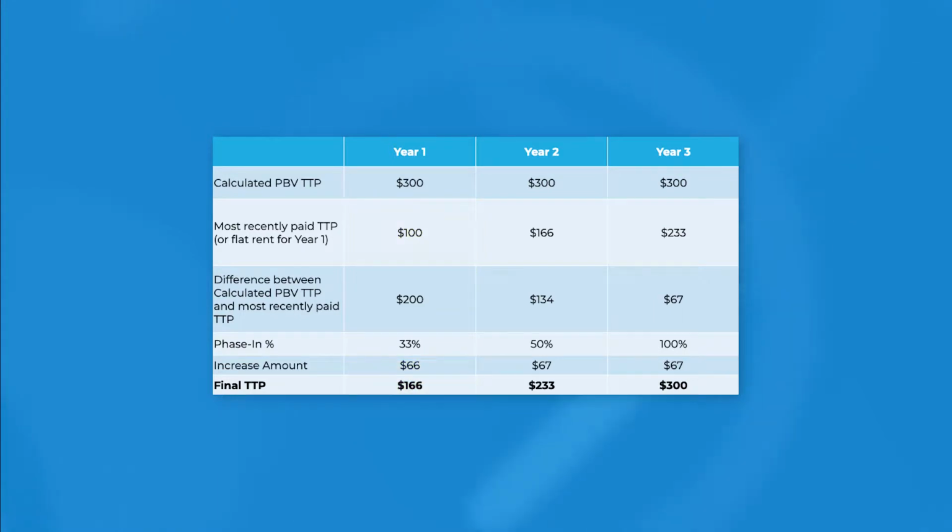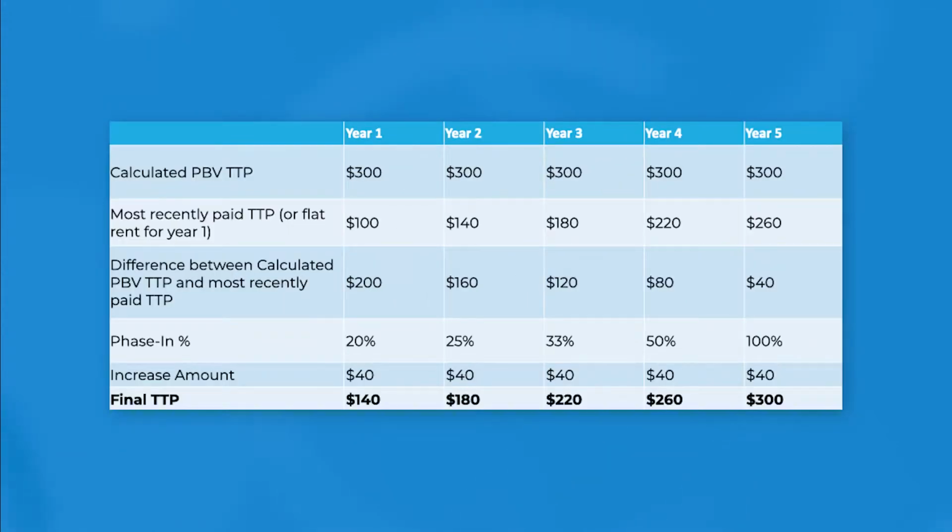In year 2, the TTP will increase by another $67, and the household will pay $233. In year 3, the TTP increases by another $67, and the household pays the full calculated PBV TTP of $300. This is one possible approach your PHA can adopt. The other is to use a 5-year phase-in.